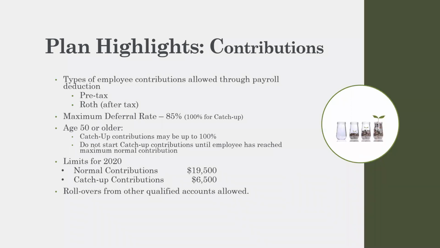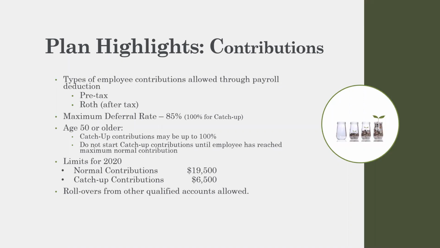Contributions. There are actually two different types of contributions that are now allowed into the 403(b) through payroll deduction. The first is the pre-tax, which has been in place since 2009, and we now are offering the Roth after-tax. The maximum deferral rate for either the pre-tax or the Roth is 85% for normal contributions. For catch-up contributions, it can go up to 100%.